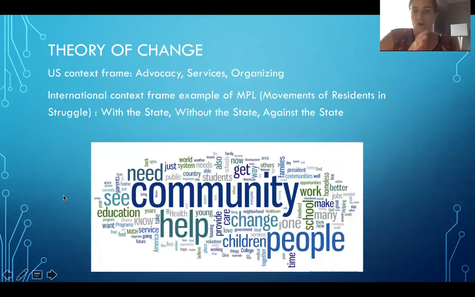So we want to give you an example. Some of the reading is about the pillars, so some of this connects with information in that chapter of the book, and we can talk a little bit more about that. We're going to use a U.S. context frame to understand a little bit about the different parts of work that some people use to connect to their theory of change.